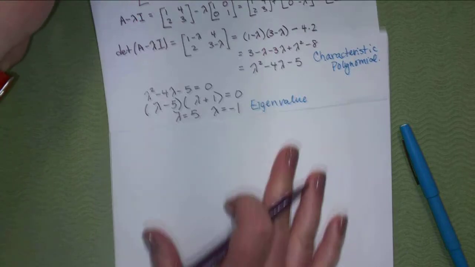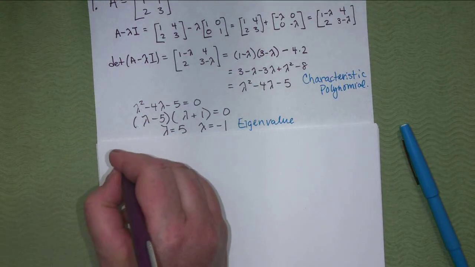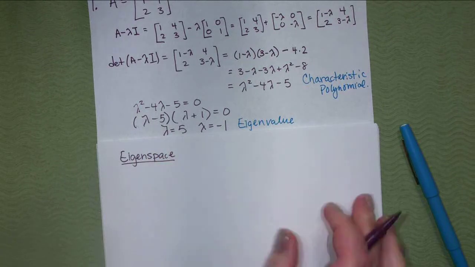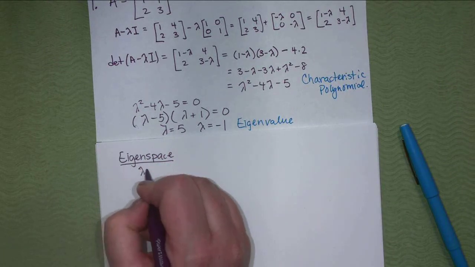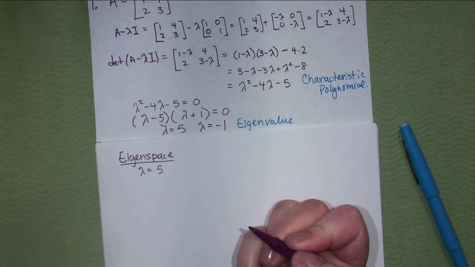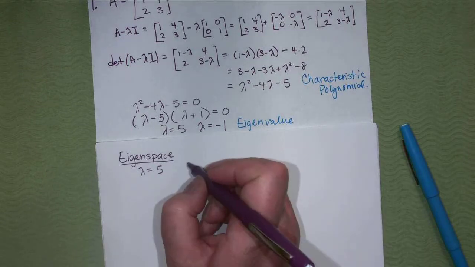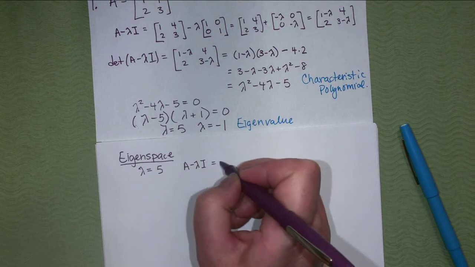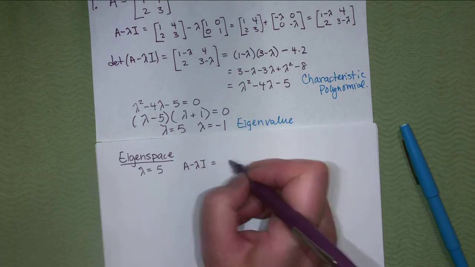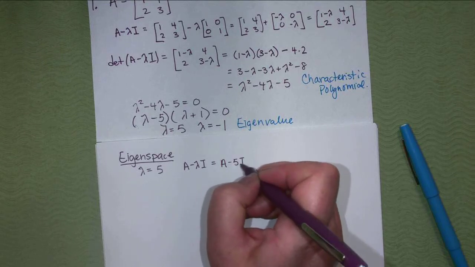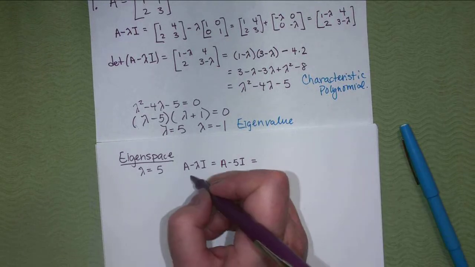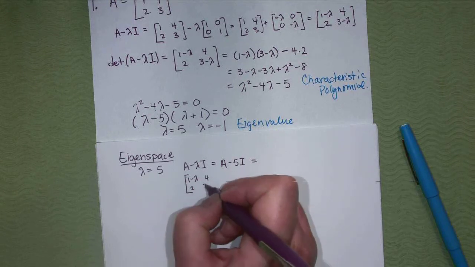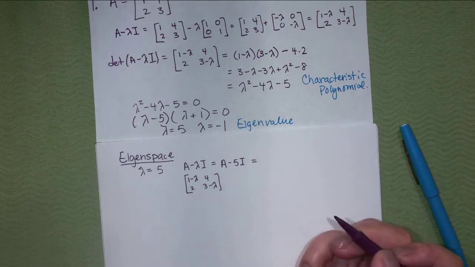So, to find the eigenspace, which is just the set of all possible vectors, let's start with lambda equals 5. Okay, so we have to do it for each. So what we do is we take our A minus lambda I, and that matrix, and plug the 5 into it, and get that matrix. So this was 1 minus lambda, 4, 2, and 3 minus lambda. You're just plugging the 5 in for lambda. You get a new matrix.